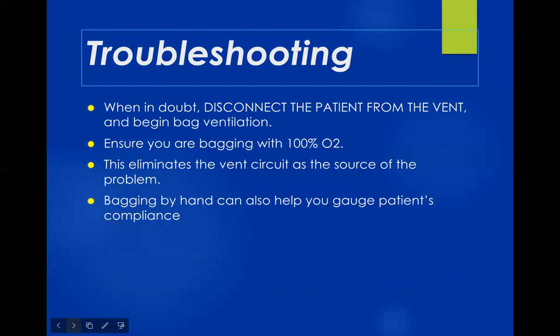Other things you could do if you're having a problem with the vent. This is not something that we will expect you to do, but something that you might see us or the respiratory therapist do is disconnecting the patient from the ventilator and beginning bag ventilation. You want to make sure you're bagging with 100% FiO2. And this eliminates the vent circuit as a source of the problem.